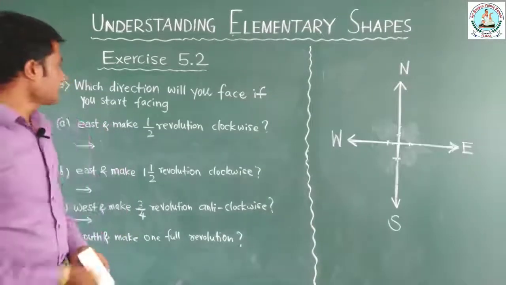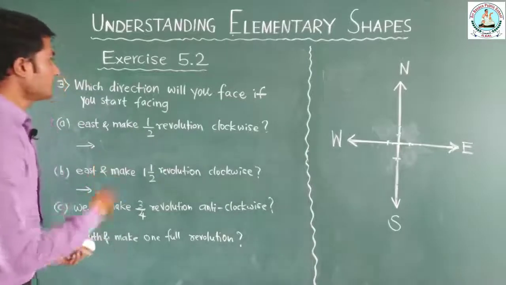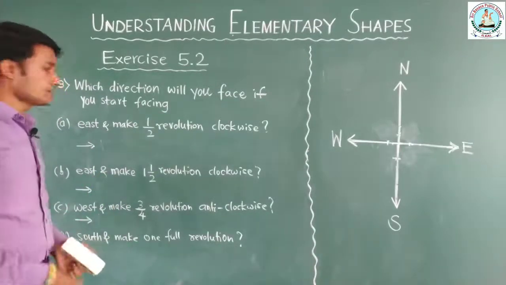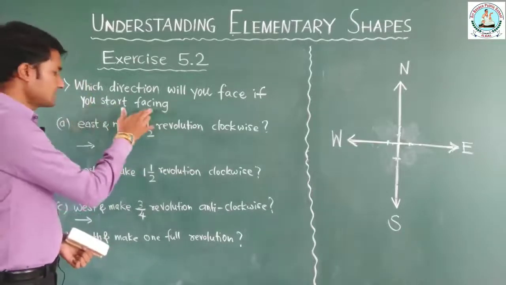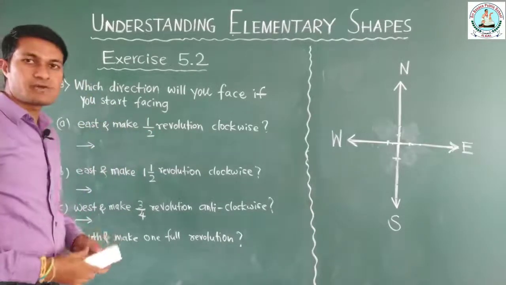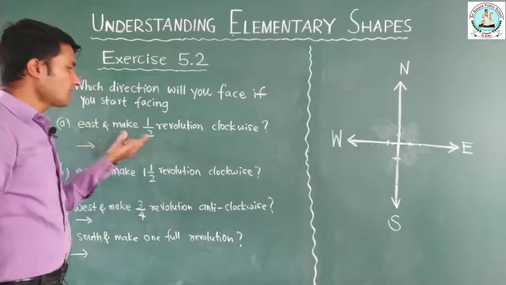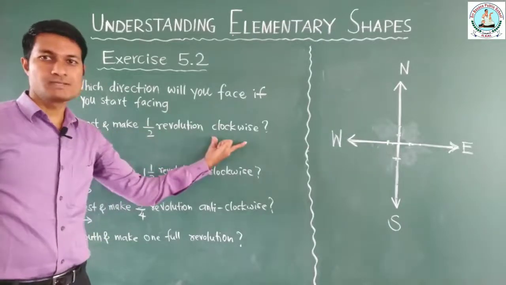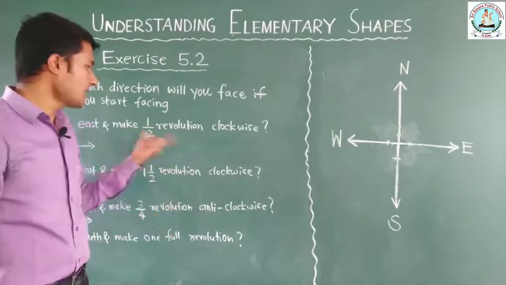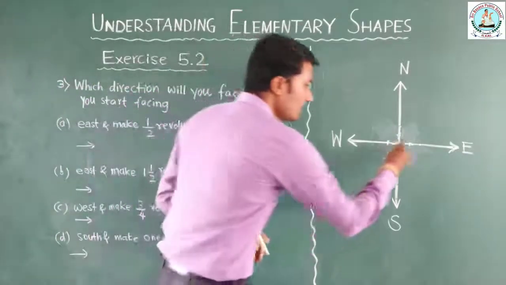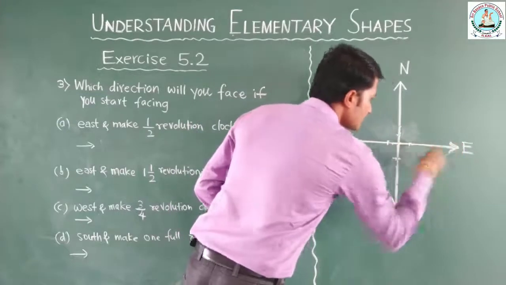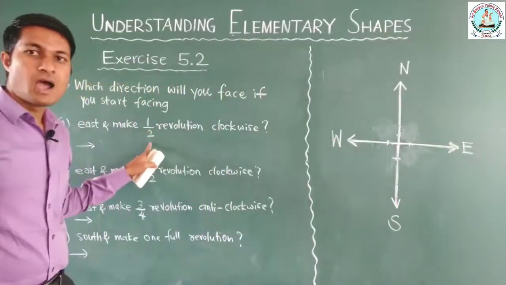Well students, now we are solving the third question of the exercise 5.2 and that reads like, which direction will you face if you start facing east? Which means right now you are facing east and you are making half revolution clockwise, and where will you face after making half revolution? So right now towards which direction are you facing? Towards east you are facing, and you are making half revolution.